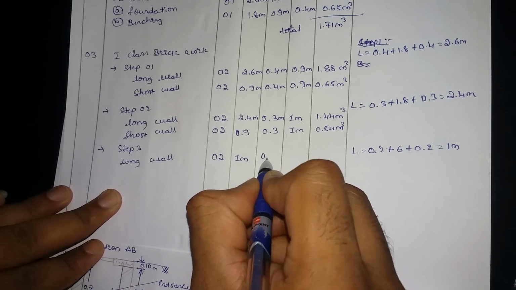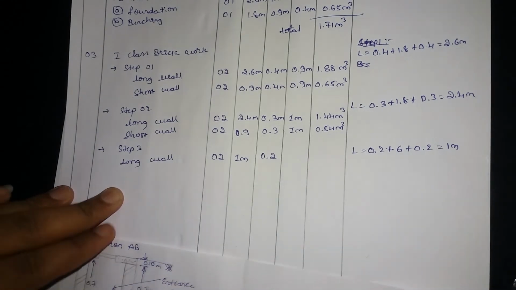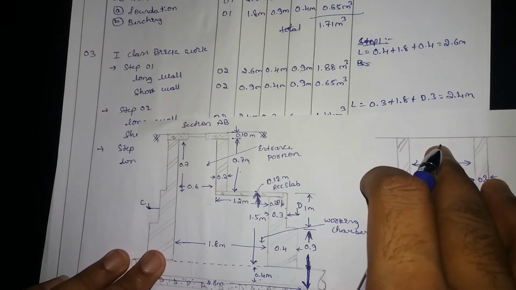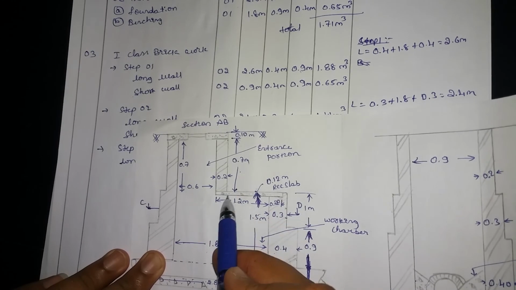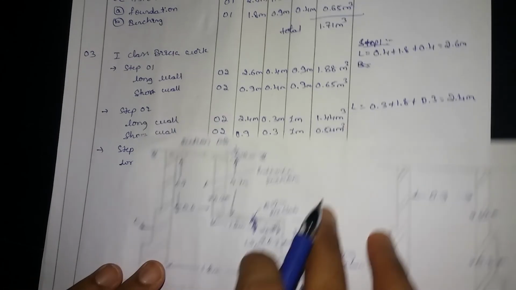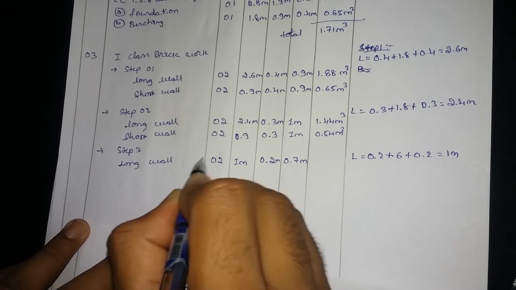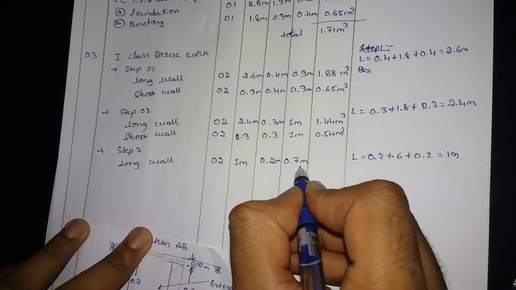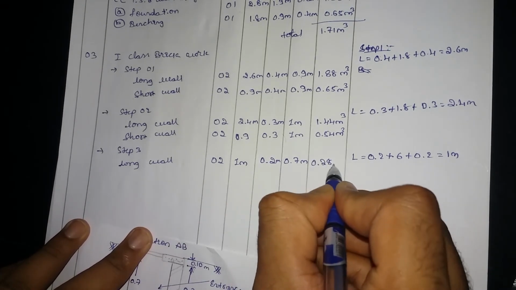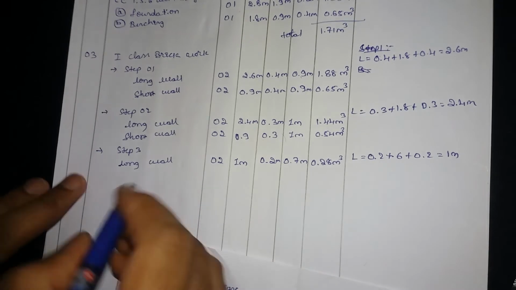Then what is the breadth of the wall? It is 0.2. What is the depth? So you can see the depth is given directly from here to here, it is 0.7. So I am taking the depth as 0.7 meter. So if I multiply all this, how much are you going to get? It is 0.28 meter cube. This is your total quantity.